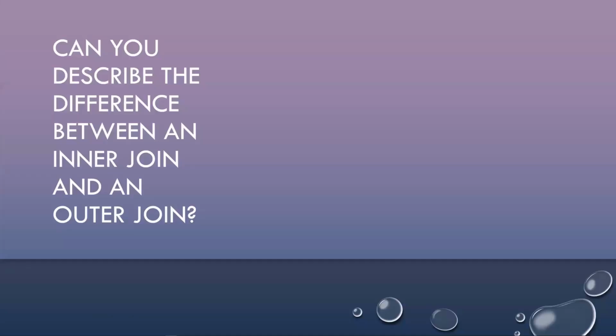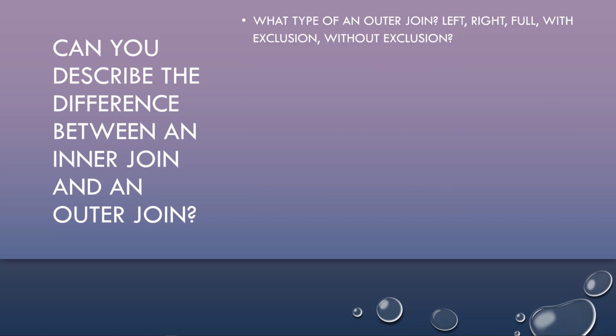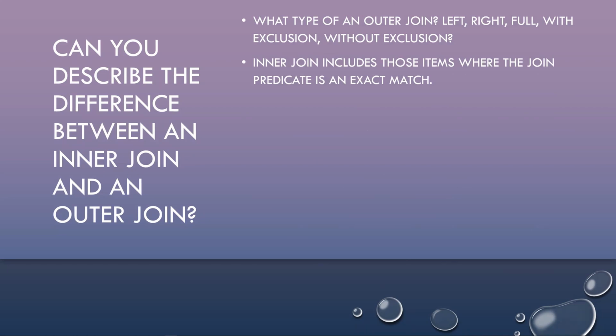So now if we get back to the question of, can you describe to me the difference between an inner join and an outer join? Now, if you were asked that on a job interview, you might say, well, what type of an outer join? A left, a right, or a full outer join, or a left outer join with exclusion or without exclusion? You might say that inner join includes those items where the join predicate is an exact match, or another way of saying that is the inner join only includes those things that match between both tables.